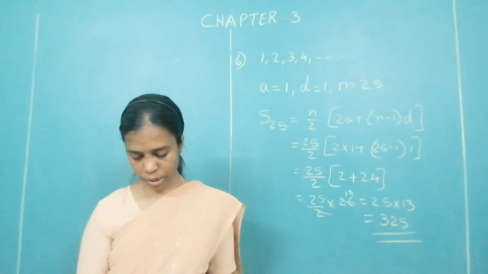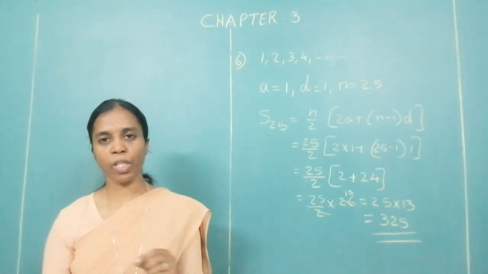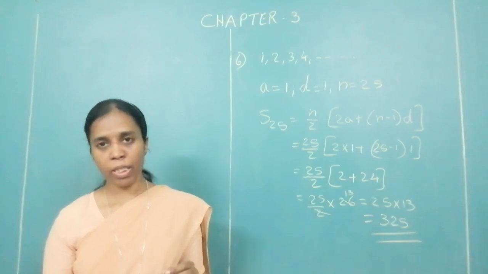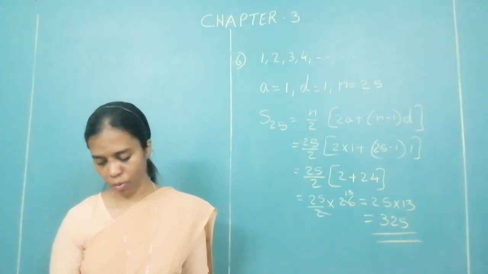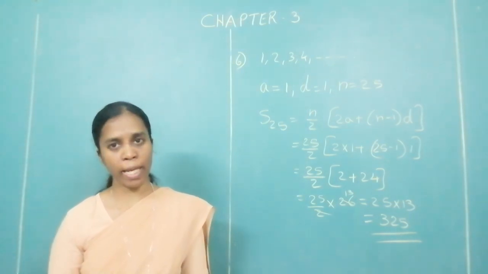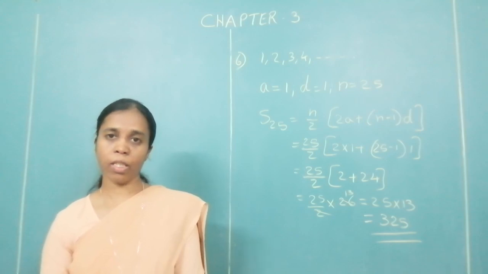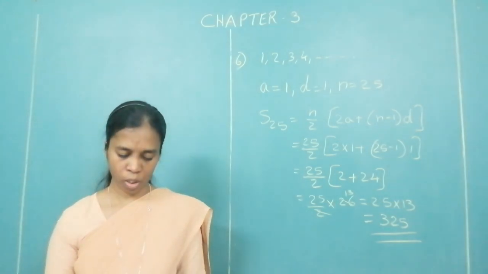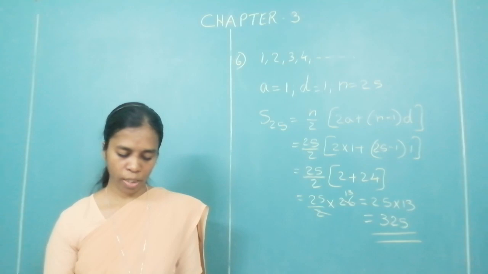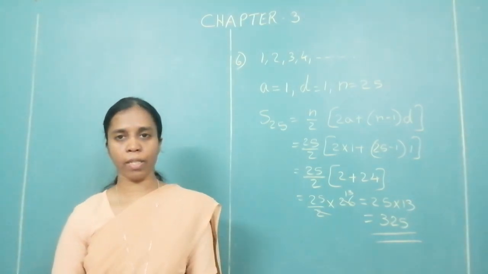Question number 3. What is the sum of the first 30 natural numbers? Solve it in your notebook. You write what is your A, what is your D, what is your N. Then what are you supposed to find out? Sum. So S30. Solve it and get the answer. Okay. Then check and see whether the option is there in your textbook. Similarly, I want you to solve all 10 questions. Word problems we shall see in the next class. Okay.